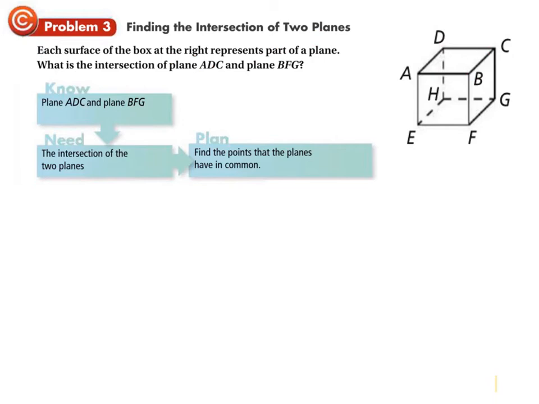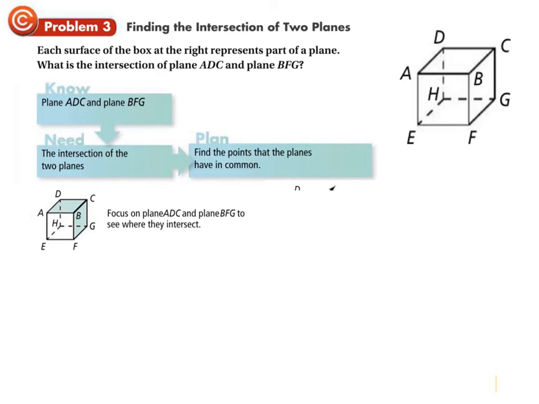And we want to just think about what we know. We know that we're talking about these 2 planes, and what we need is the intersection of those planes. So we need to find the points that the planes have in common, because finding points that the planes have in common will allow us to name the line of intersection. So what we should do then is focus on plane ADC in the drawing and plane BFG in the drawing to see where they intersect.